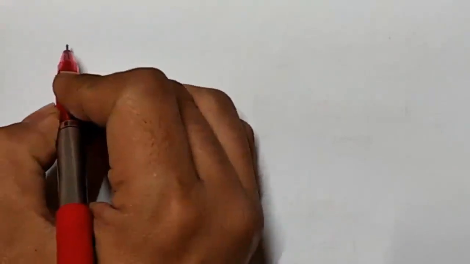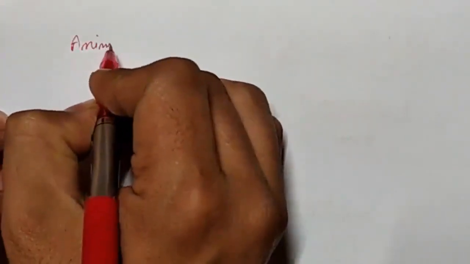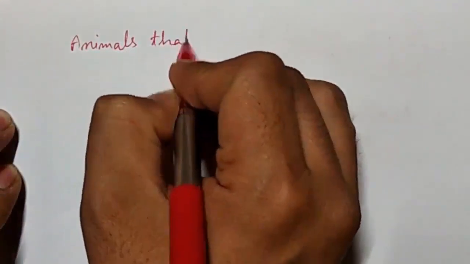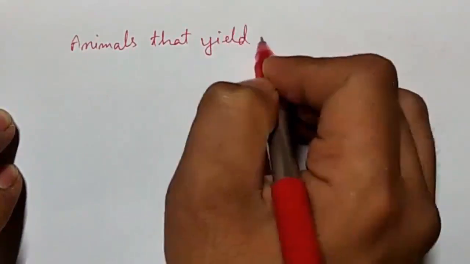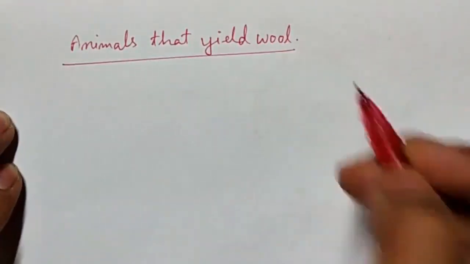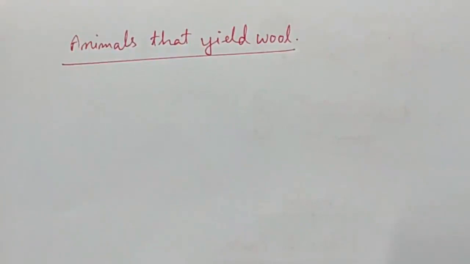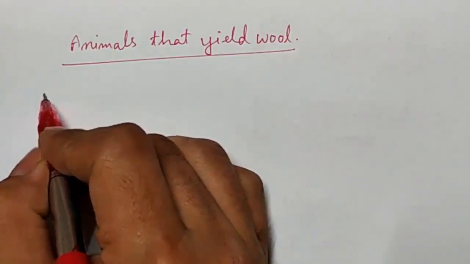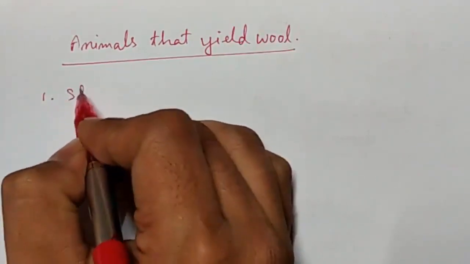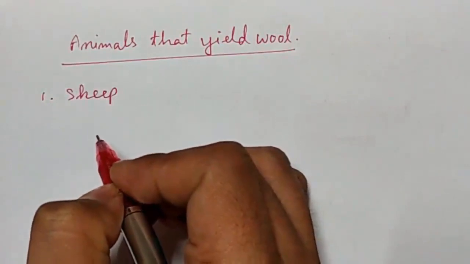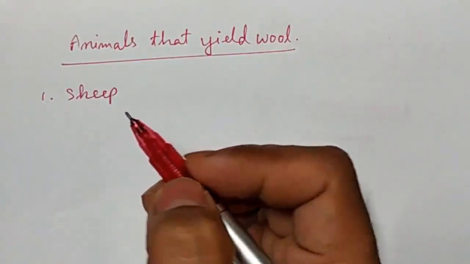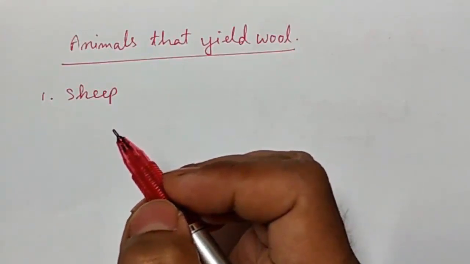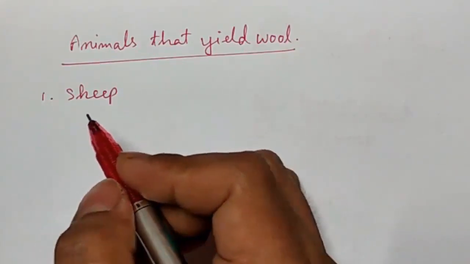Let's see the next topic, animals that yield wool. We know that there are many animals that yield wool. Let's take some examples. The first one is the sheep. We get wool from sheep. Most of the wool commonly available in the market is sheep wool.